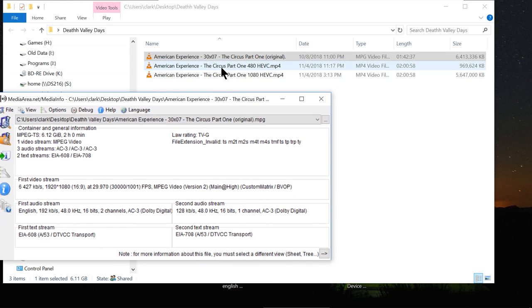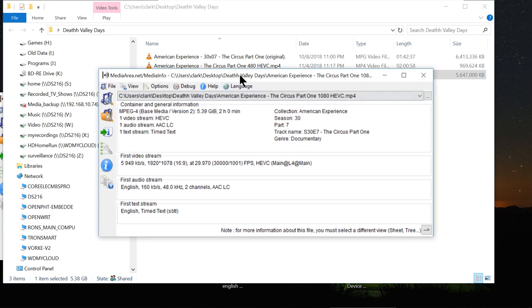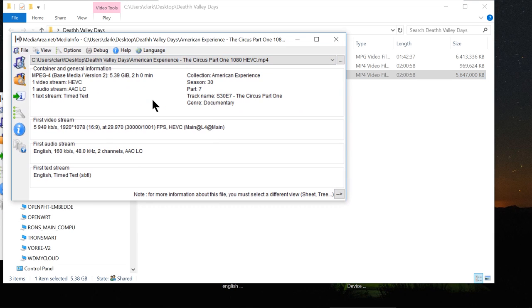Now that's the original one. Now I took this one and converted it. I didn't do any getting rid of the ads or anything like that. It's just a straight conversion. I converted it to an HEVC. Again, it's the same thing, 1920 by 1080, 16:9, 29.97 frames per second. It's HEVC, in other words, H.265. And there's the first audio and the text stream. So that's one that's converted.